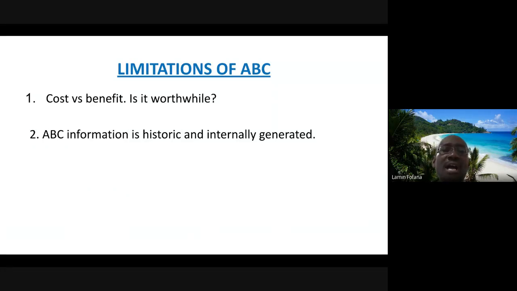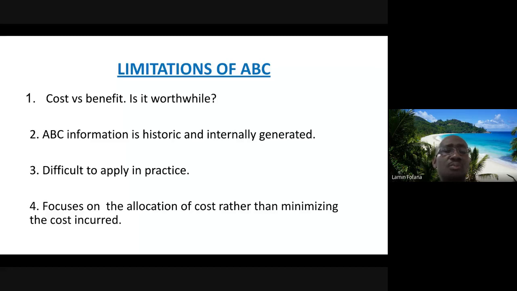Of course, because you deal with data that is generated internally from financial statements, it may not be that useful because it is historic. Financial statement data is always what? Historic. It's always past. But it's still useful, though it is a limitation. Fine, the concept you can read and understand, but in practice, sometimes it might be difficult to put into practice compared to the other techniques.